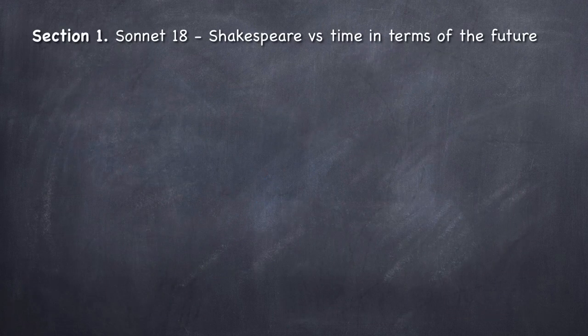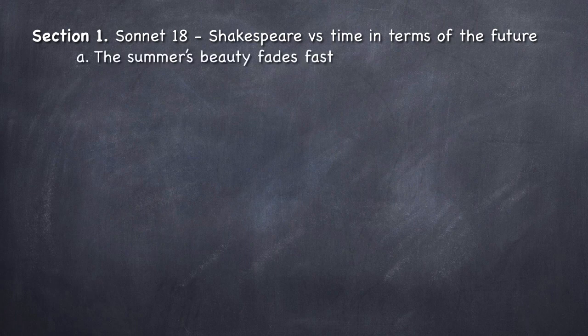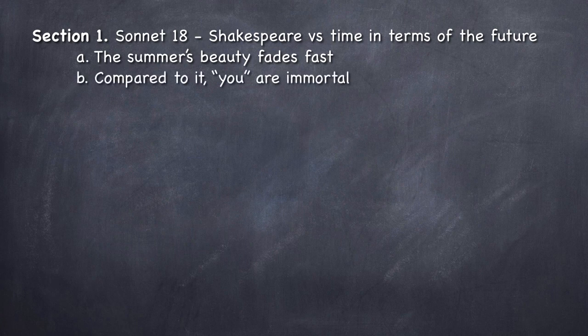And as we already know, it's going to have 3 sections. Here's section 1, Sonnet 18, Shakespeare versus time in terms of the future. That's what it's going to be about. So here's our first subsection. The summer's beauty fades fast, according to Sonnet 18. Compared to the summer, you are immortal.